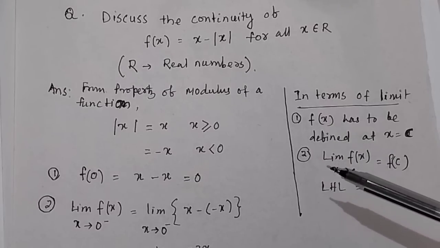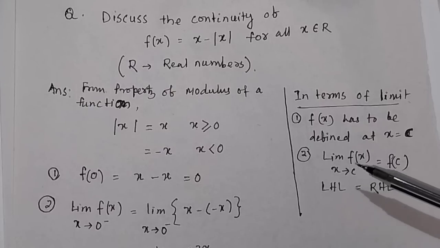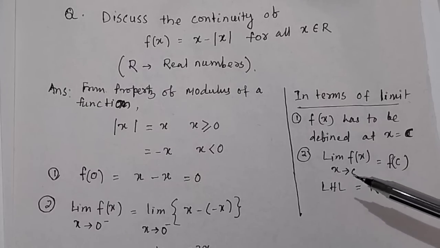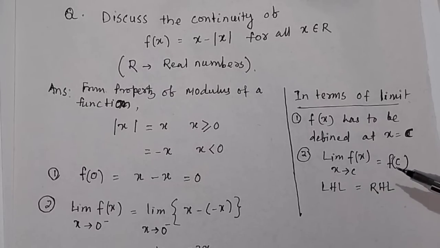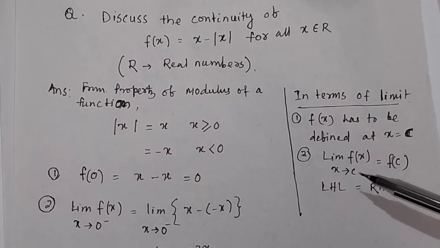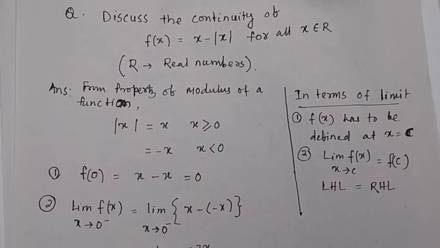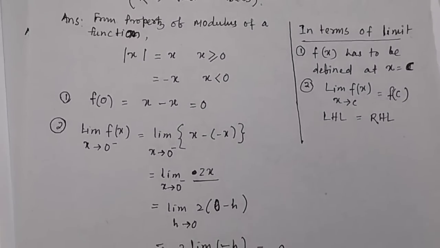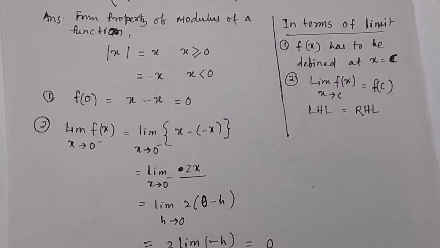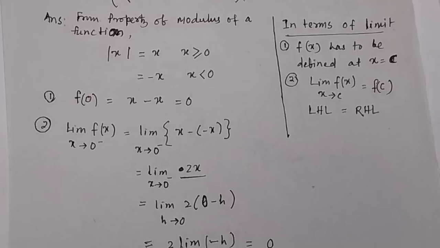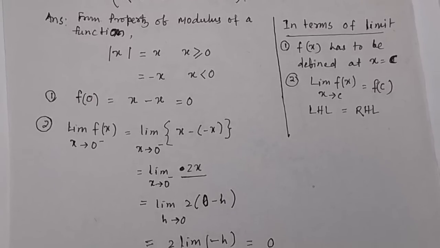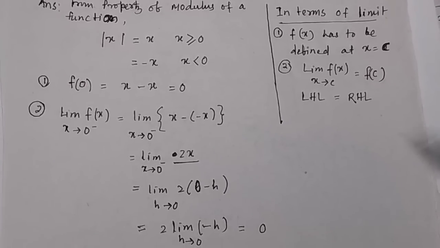Now we have to check the second condition, that is limit of f(x) as x approaches c is equal to f(c). That means the left hand limit is equal to the right hand limit. Here the value c is equal to 0. So first check the left hand limit, then check the right hand limit. If the left hand limit is equal to the right hand limit, then the second condition will be satisfied.